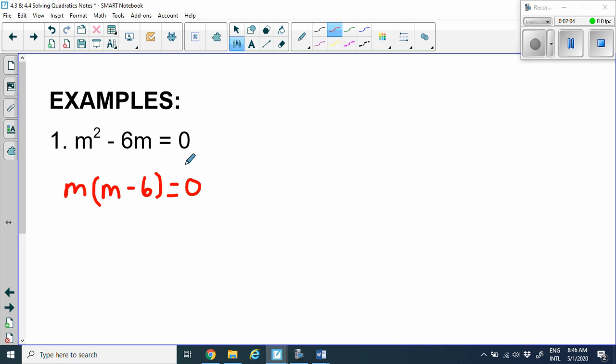So remember, don't forget to always bring down your 0 because we are solving. So let me just say these are what we call factors. Okay, so remember we talked about that when we were factoring. That's why it's called factoring, because we get factors. Remember, factors are basically terms, phrases, whatever, that multiply. Okay, so now we're going to have m equals 0. So m is a factor. We set that equal to 0. And we do m minus 6 and set that equal to 0.